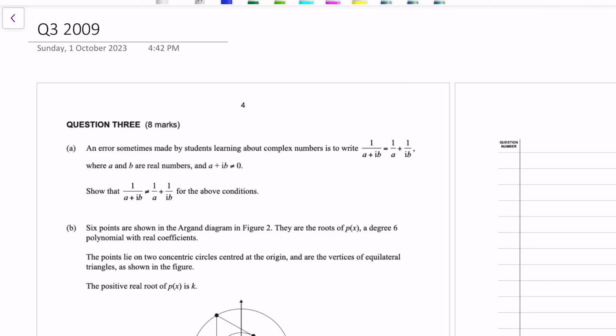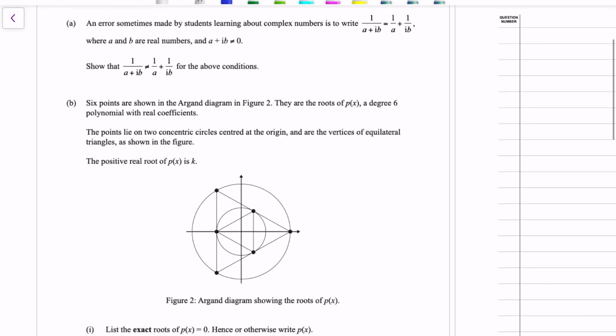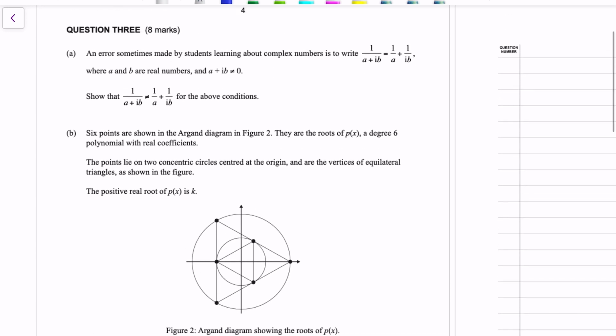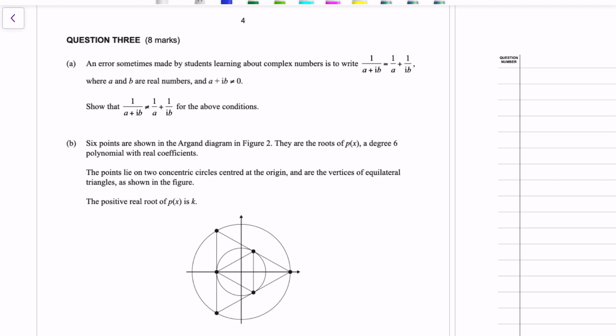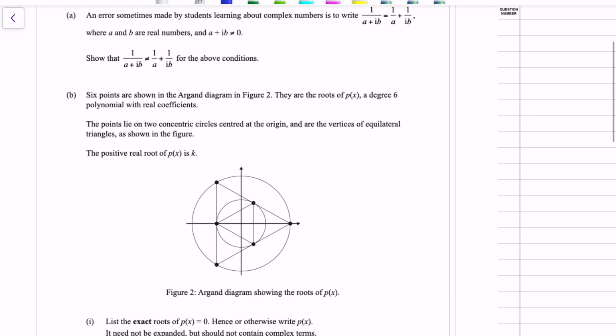We've got two parts here, although part B has two parts in it. The first is on complex numbers and a common error that students make when adding fractions. The second part is also complex numbers, but more focused on the geometry of the problem. It's quite a quick question if you notice the shortcut to part B, so let's get started.